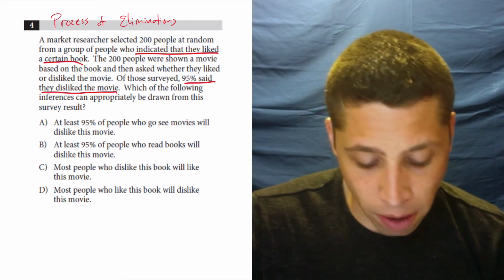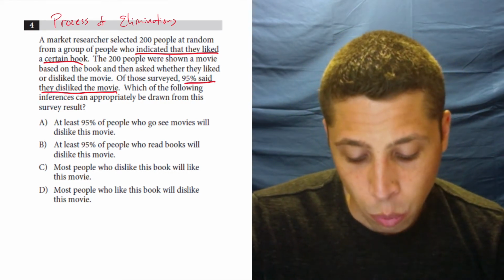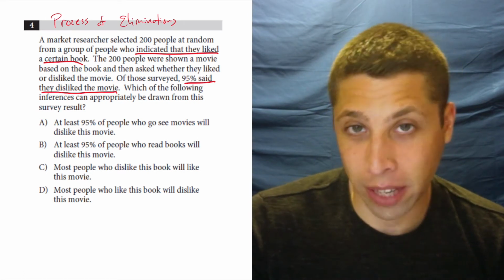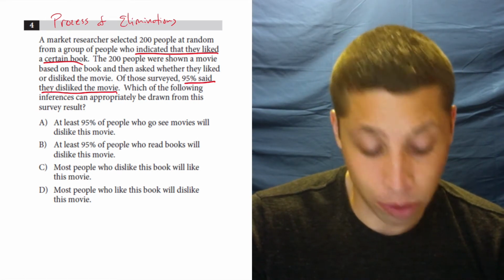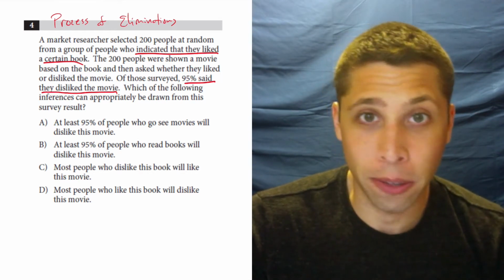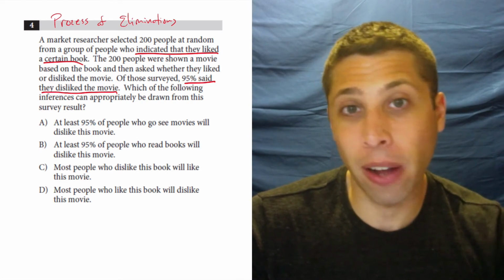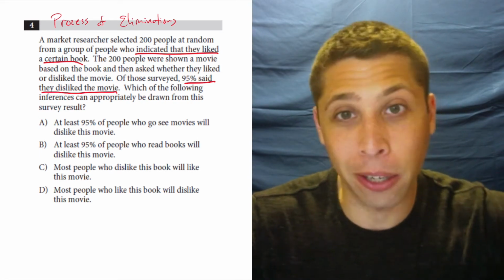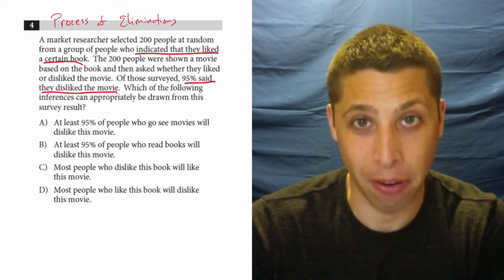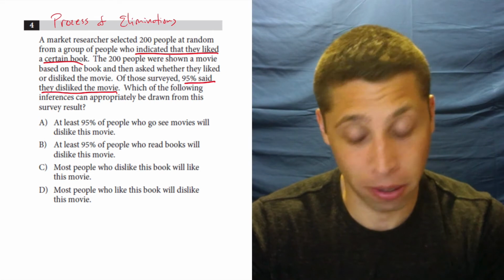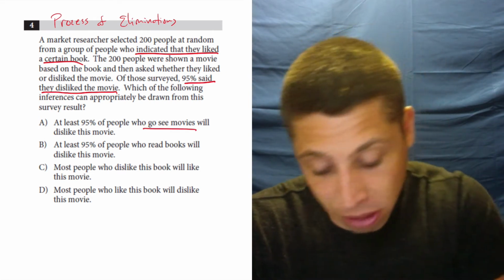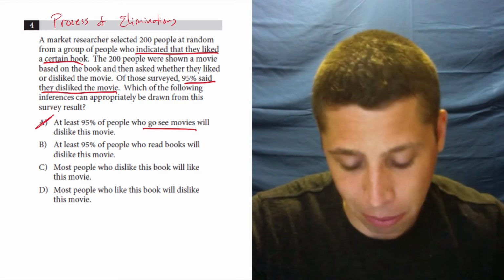A, at least 95% of people who go see movies will dislike this movie. Well, who are the people who were surveyed? They were not people who dislike movies or go see movies. They were people who liked a certain book. So we cannot make any inferences about other people who didn't read the book. We can only make conclusions about people who read the book because that's what the survey is about. People who read this very specific book. So I don't know anything about people in general who go see movies, which I would assume is most people.